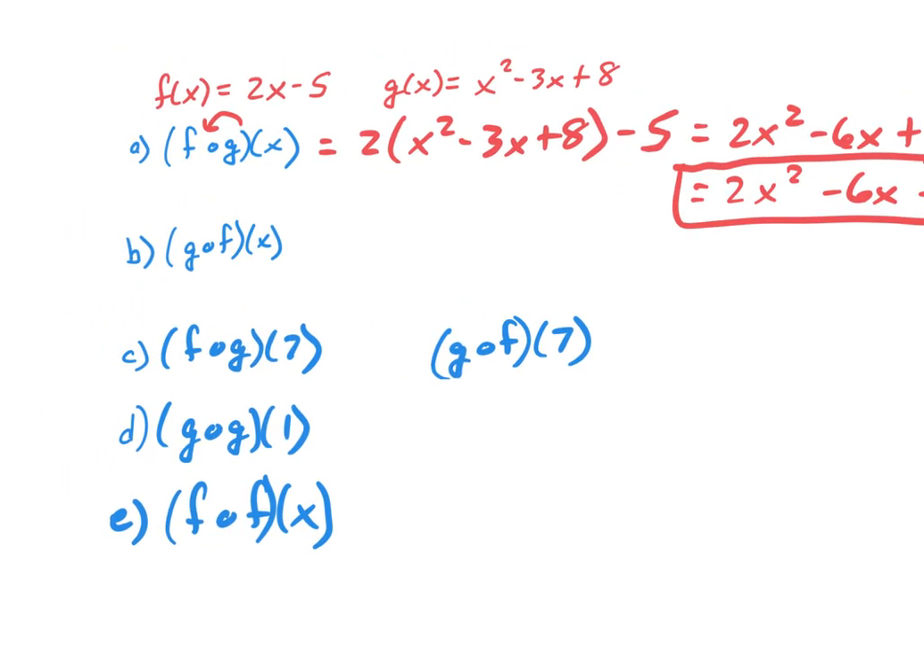Okay, for part B, this one's a little bit different. Now we're going to go f into g. The reason that this one's a little bit different is we're going to take 2x minus 5, and put it in wherever there's an x over here, but there's 2 places that we have an x over here. So the 2x minus 5 has to go into both places that there's an x. So there's a little bit more work involved on this one. First thing I always like to do is just to rewrite it. So (2x minus 5) squared minus 3 times (2x minus 5) plus 8.